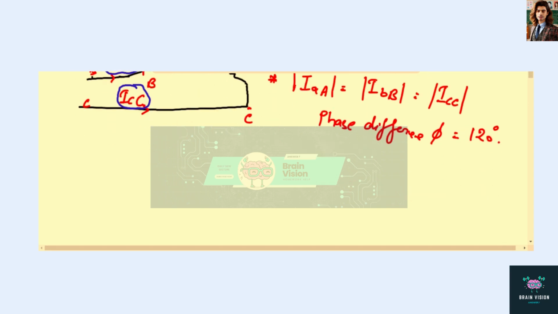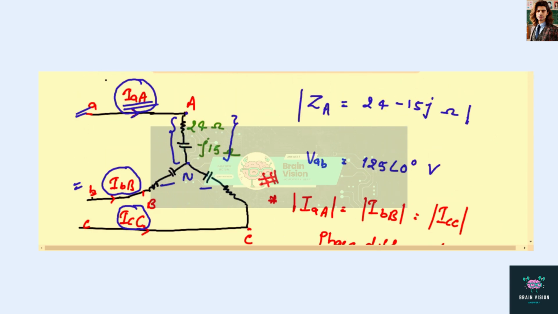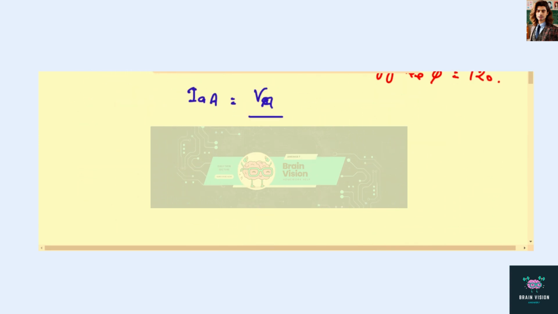The value of I_aA can be found with the help of the formula: if the phase voltage across phase A is V_A, then I_aA is V_A upon Z_A.